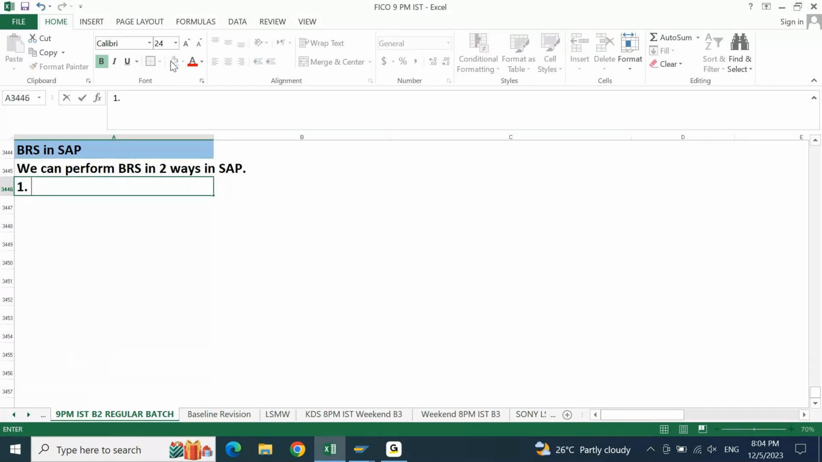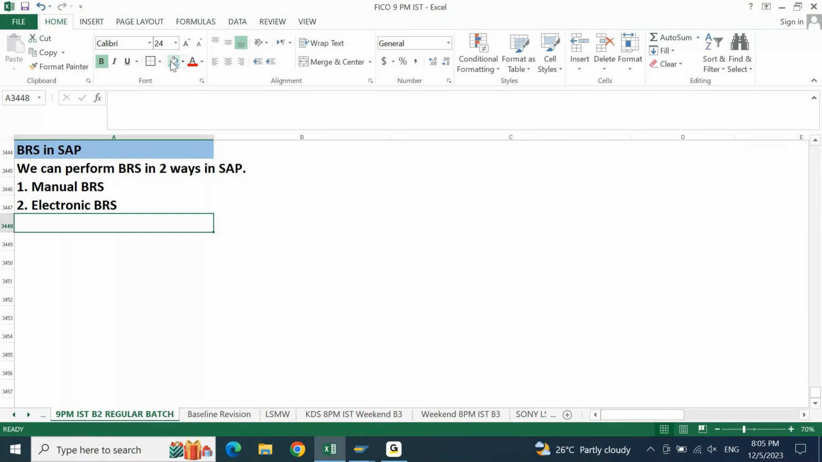First one is manual BRS. Second one is electronic BRS. Whenever somebody is talking about BRS, we need to understand what kind of BRS they are talking about, or what kind of BRS you have experience with, worked on in your previous project, and are aware of in SAP. One is manual bank reconciliation, second is electronic bank reconciliation. Logic, everything remains the same. The way we use it is different.